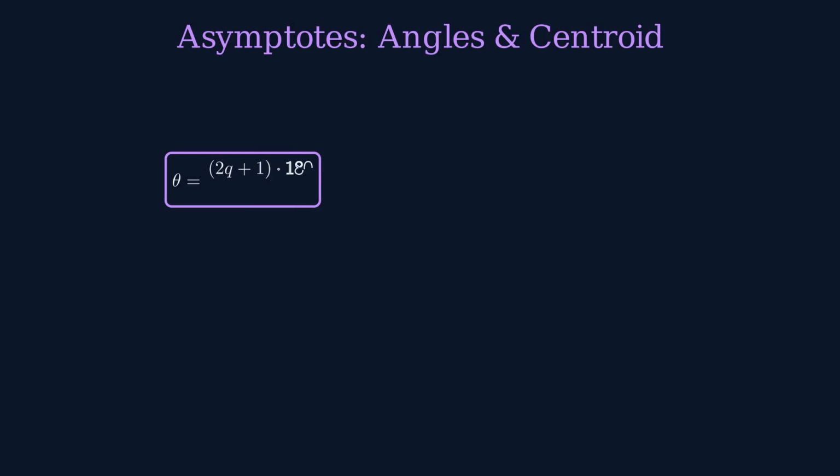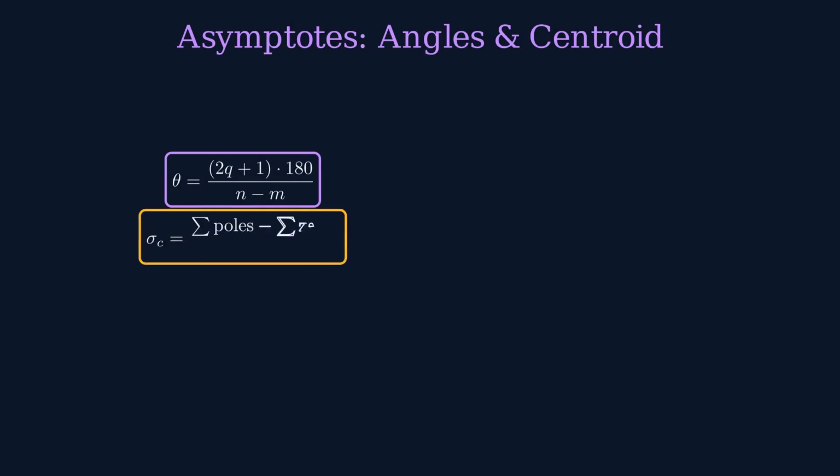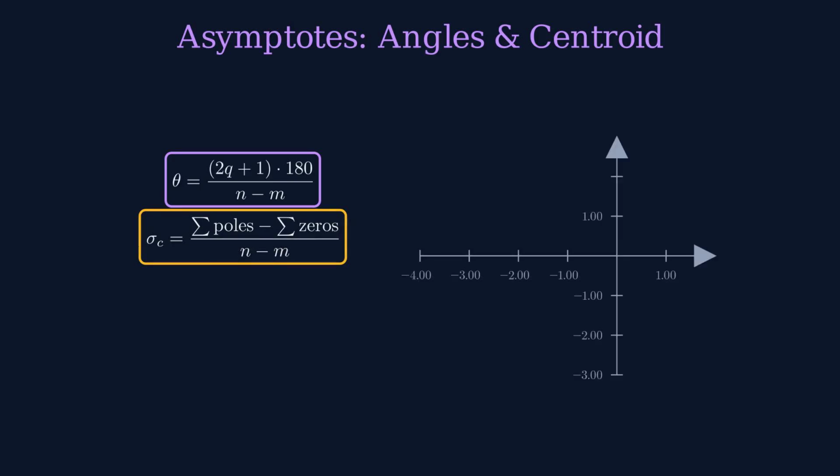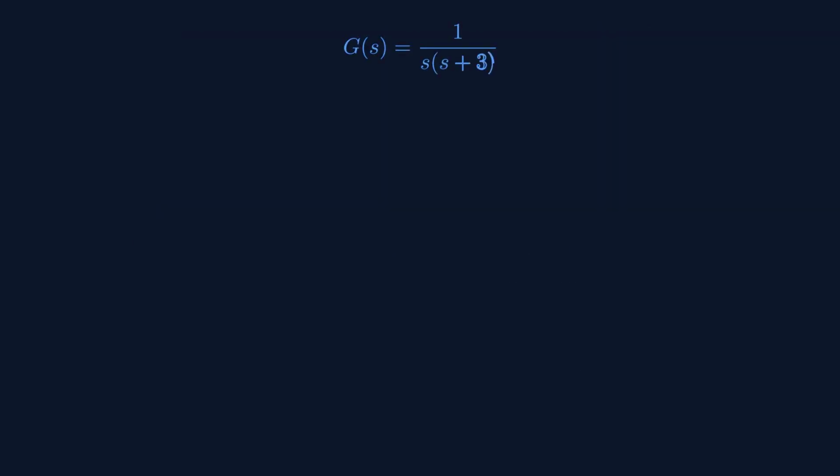Rule 6. When the number of poles exceeds the number of zeros, the extra branches approach infinity along straight-line asymptotes. The angles of these asymptotes are given by (2q plus 1) times 180 degrees divided by n minus m, where q takes values 0, 1, 2, and so on. The asymptotes all radiate from a single point on the real axis called the centroid. The centroid is the sum of the pole locations minus the sum of the zero locations, divided by n minus m. Let us plot the root locus for a simple example.